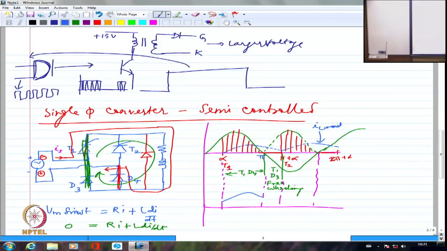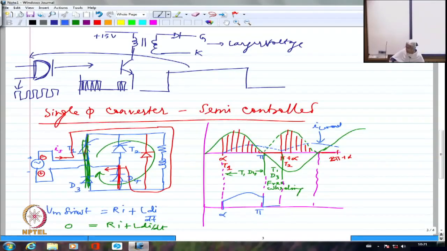But from here to here, the supply is isolated completely. The supply is not in the circulation. Only it is going through the two devices through the load. That's it. So, I will not have any supply current during this portion. So, this is starting from alpha until pi.